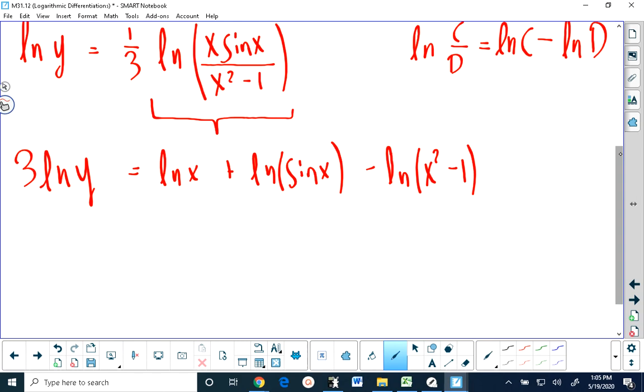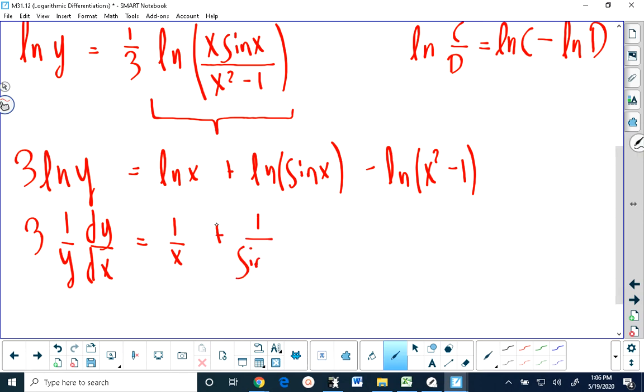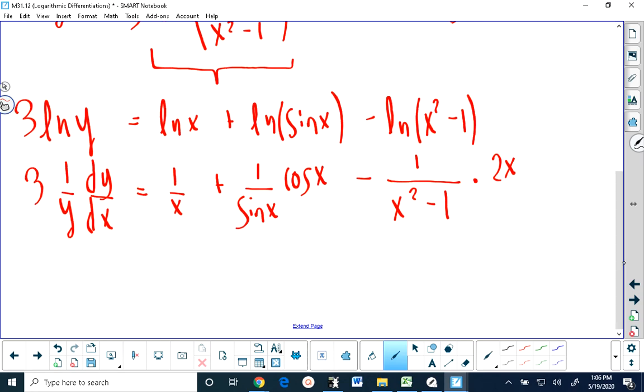Now I differentiate everything. The derivative of 3 ln y is 3 times 1 over y times the derivative of y, which is dy dx, equals 1 over x plus the derivative of ln of sine is 1 over sine multiplied by the derivative of sine, which is cosine, and then minus the derivative of ln of x squared minus 1 is 1 over x squared minus 1 times the derivative of x squared minus 1, which is 2x. And you know what? I mean, we're pretty much done. Just rearrange for dy dx.